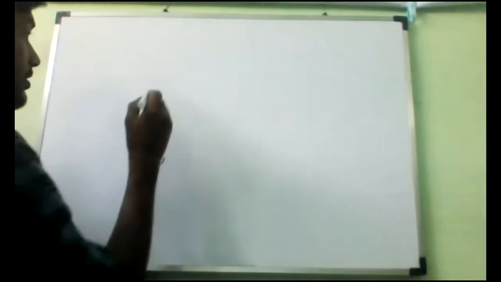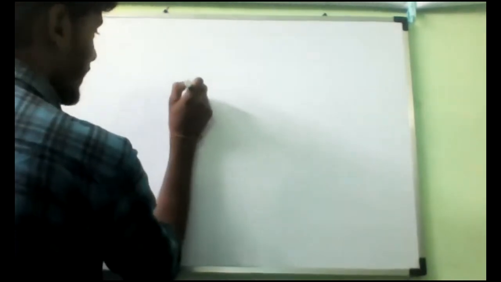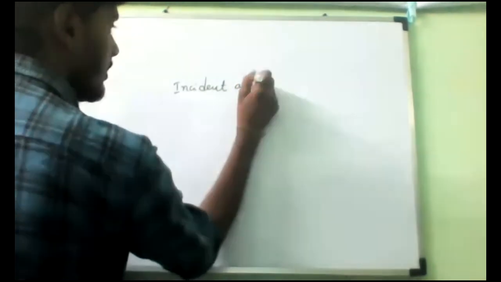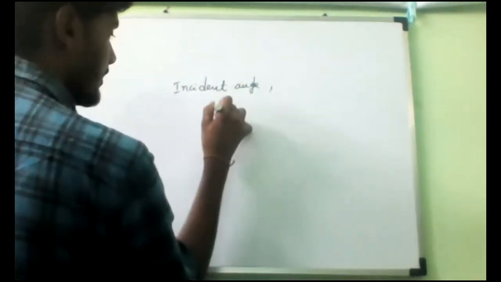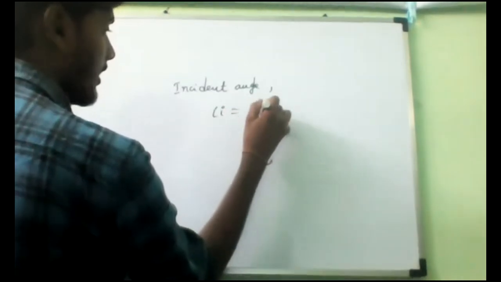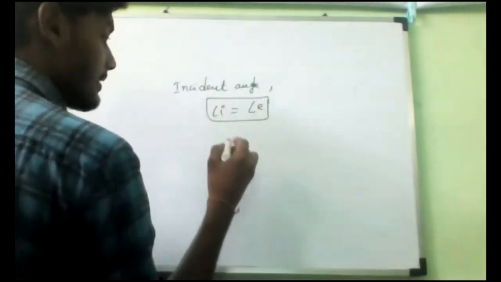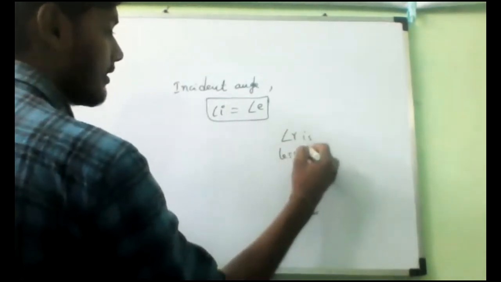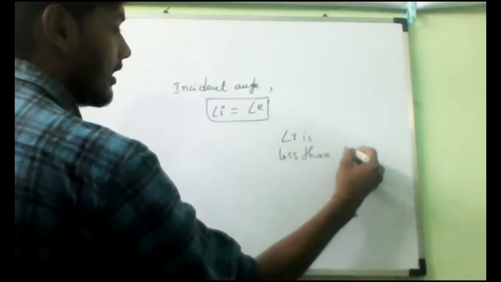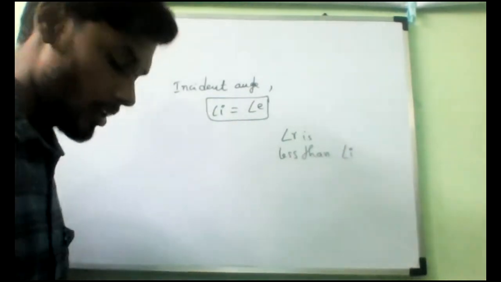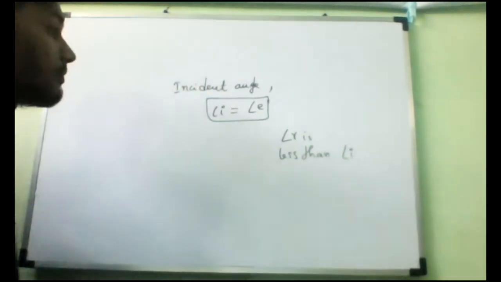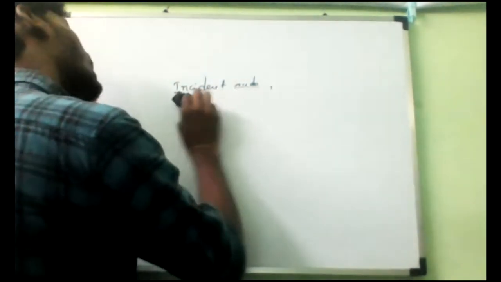Always, as we know, the incident angle and the emergent angle are equal, and the angle of refraction is always less than the angle of incidence. That is what we concluded in the last class. So I hope till here we have written all the things. Is it true?